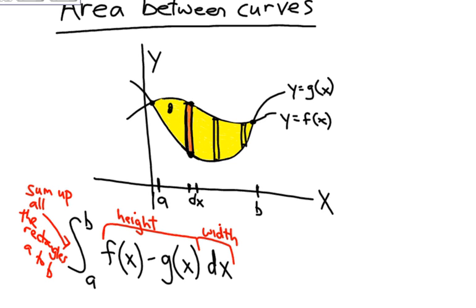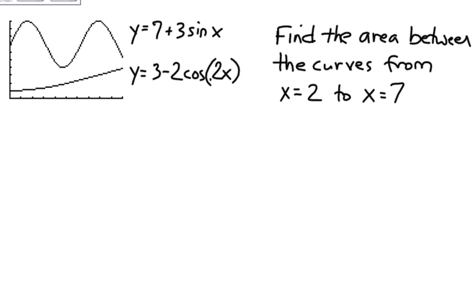We basically always just take the top curve minus the bottom one, and we do an integral from A to B to find it. So here's a couple of examples. Let's say this problem is sort of set up for us.